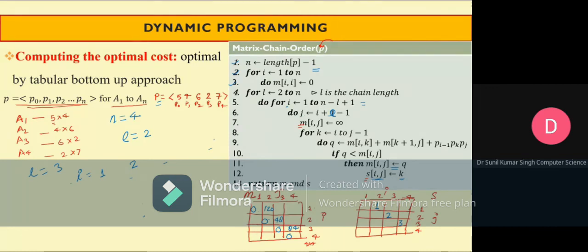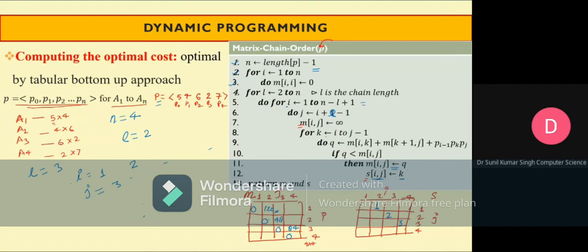Now the value of J, what will be its value? I plus L. Value of L is 3, I is 1, so 3 plus 1, that is 4, 4 minus 1, that is 3. Value of J is 3 now. Now look at here, Mij. So I is 1, J is 3. So M13. This is the position. We are going to put infinity here.